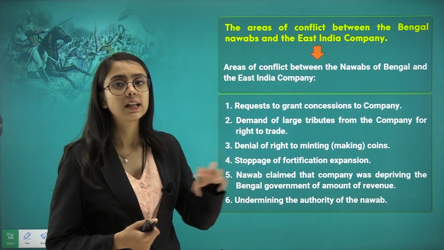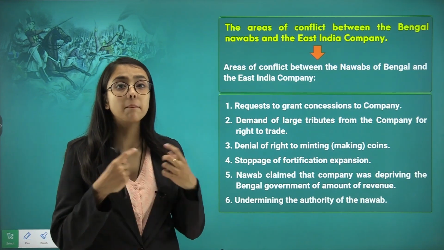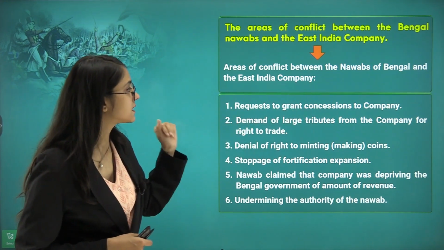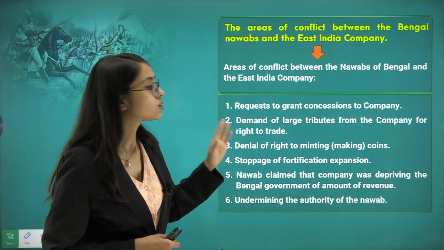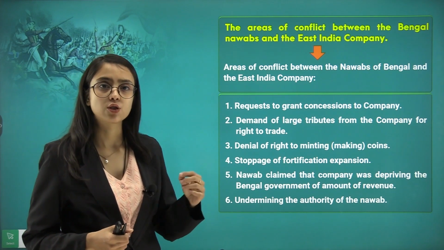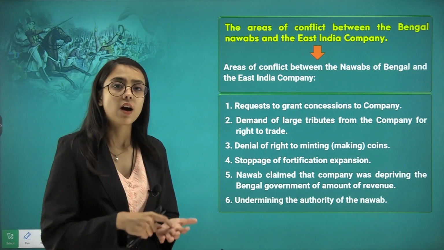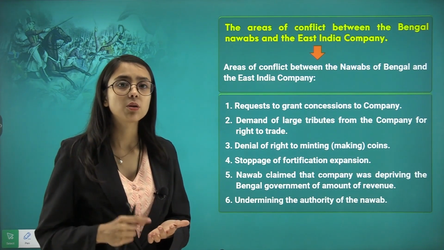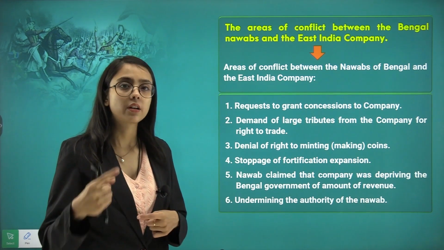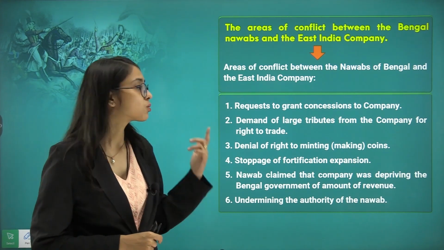So what were the places and the areas of conflict? Why was there a conflict which resulted into big battles? The areas of conflict between Nawabs of Bengal and East India Company were the requests to grant concessions to the company, reason being that they needed a fair trade. Bengal was suffering from a loss of revenue because the East India Company was allowed to trade duty free and they were manipulating the market. So there were requests to grant concessions.